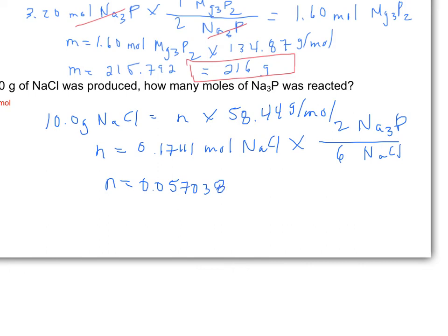My calculator gives me a whole bunch of digits. Because I have 3 sigdigs in my 10.0 grams, and I used 4 in my molar mass, I need to keep 3 sigdigs in my final answer.